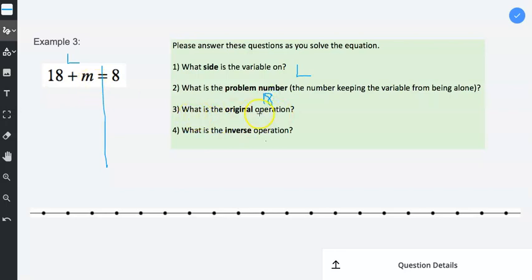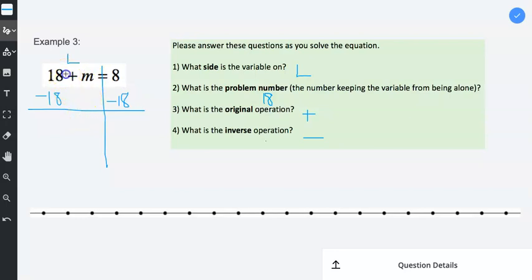What is the original operation? Well, the original operation is addition, and the inverse operation is subtraction. So what I'm going to do is subtract 18 from each side. The reason why I'm subtracting 18 is because 18 is the problem number, which is keeping m from being alone. So that's what I want to get rid of.